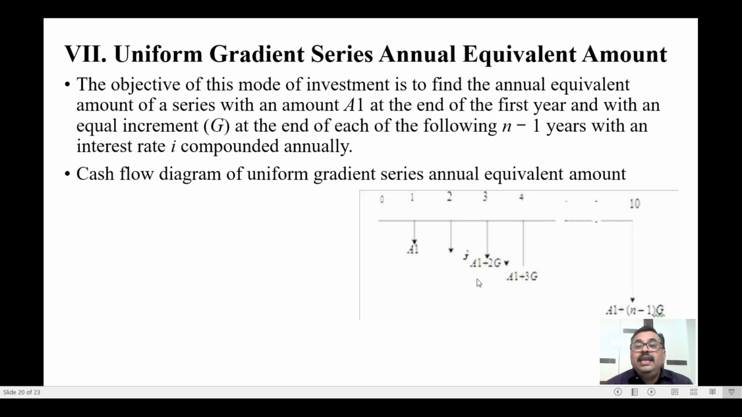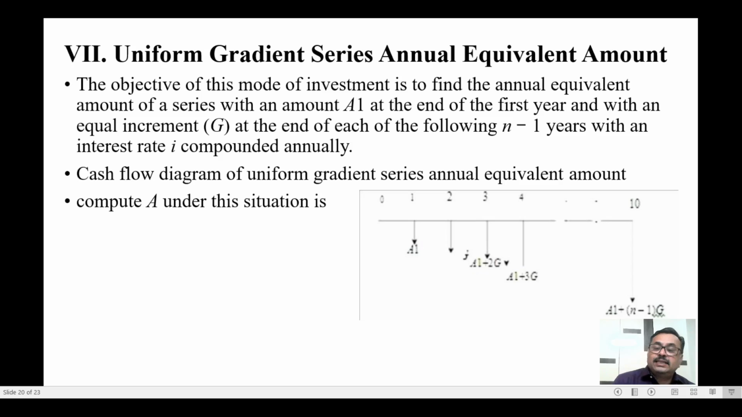There is an increasing gradient that you have. If it is A1 minus 1G, minus 2G, minus 3G, that means it is a decreasing gradient. The first one, A1, will be up to here. That is the amount that you have to pay. It goes on decreasing like this. It comes to 0 here, or it comes to the A1 here at the last. Fine.